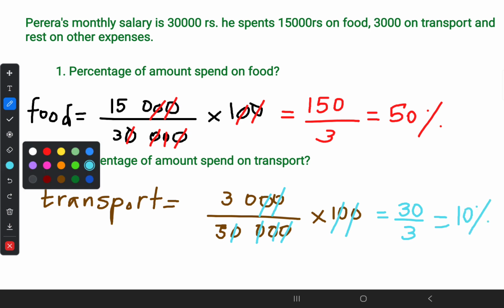That's all. I'll read the question from the beginning and explain once more. Pereira's monthly salary is 30,000 rupees. He spends 15,000 rupees on food, 3,000 on transport, and the rest on other expenses. The first question is the percentage of the amount spent on food. The fraction is the amount spent on food, 15,000, over 30,000, multiplied by 100. After simplification, you will have 50 percent. You have to do the same thing for question number 2. The percentage of the amount spent on transport will give you 10 percent.